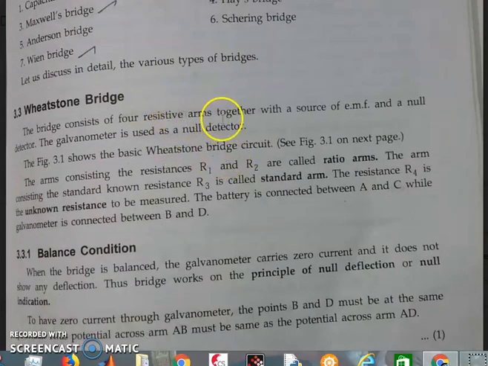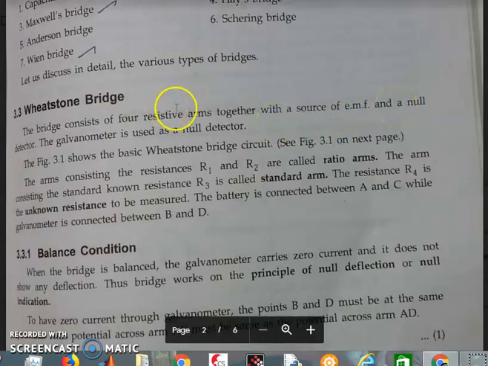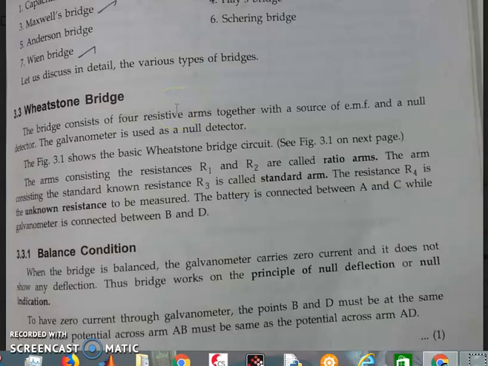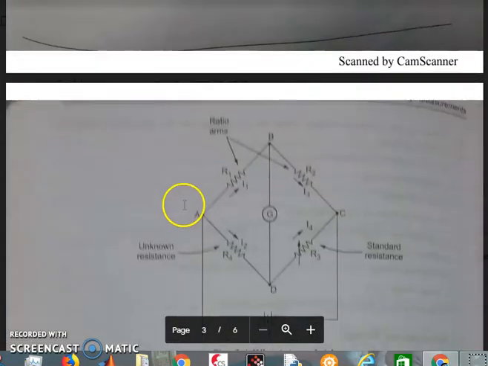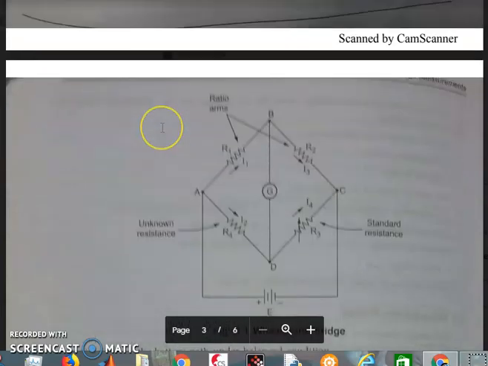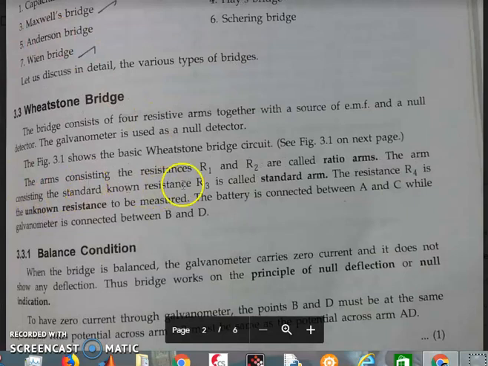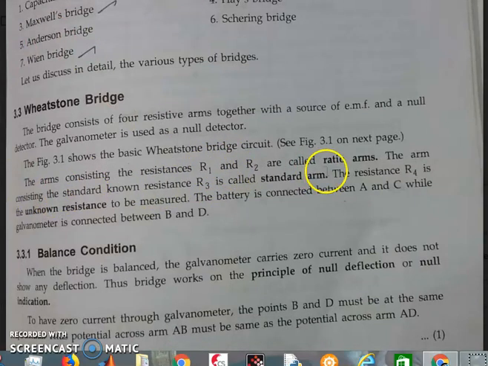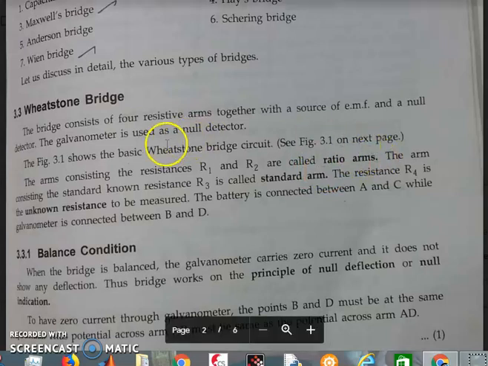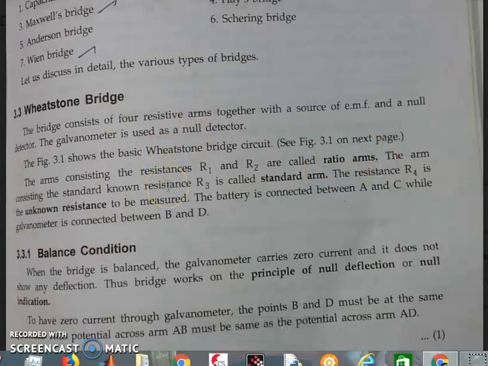The bridge consists of four resistive arms together with a source of EMF and a null detector. The galvanometer is used as the null detector. So, this figure 3.1 is a Wheatstone bridge circuit. The arms consisting of resistances R1 and R2 are called ratio arms. The arm consisting of standard known resistance R3 is called the standard arm. The resistance R4 is the unknown resistance to be measured. The battery is connected between A and C, while the galvanometer is connected between B and D. These are the details about the construction of the Wheatstone bridge.